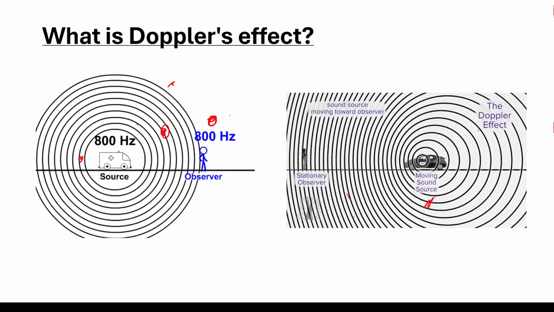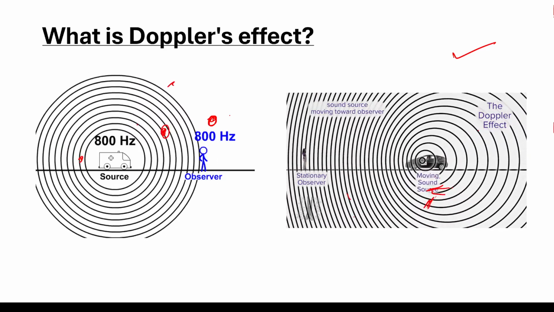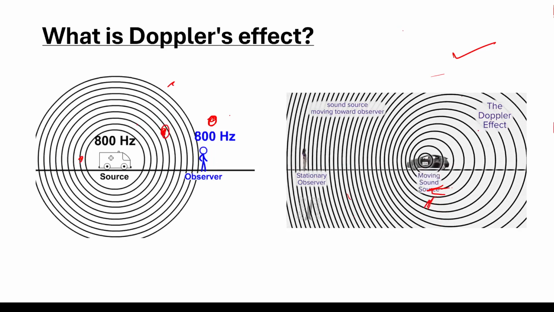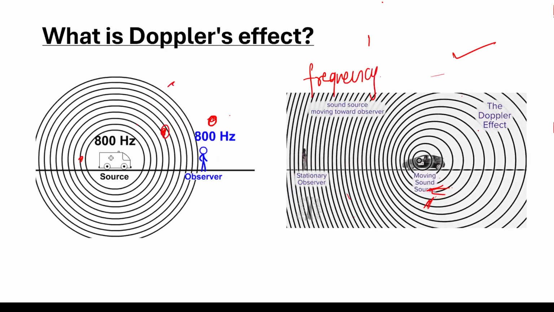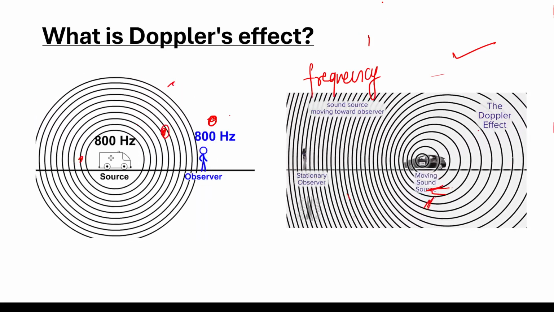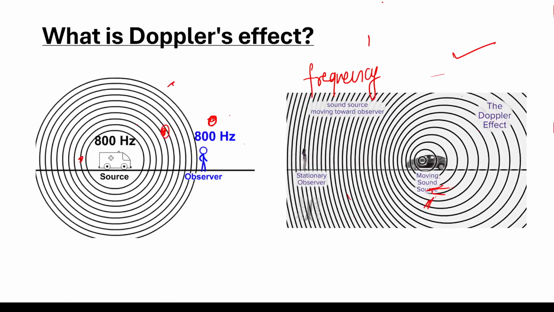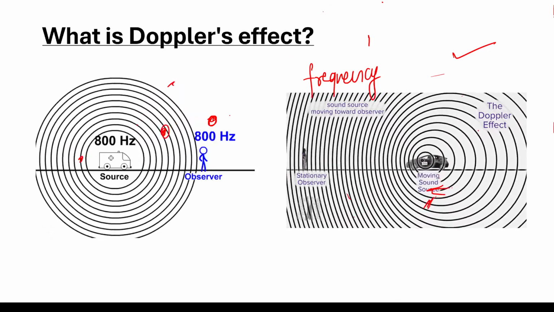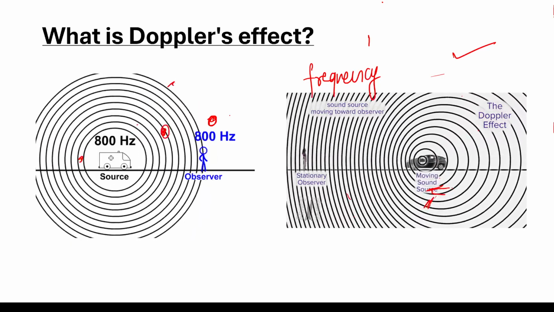But if the source is moving, as you can see in the second video, the source is moving towards the observer, the waves get bunched up. This bunching up shows that the frequency has increased. So the frequency perceived by this observer has increased. That's why it's called apparent frequency. It's not the actual frequency. It is still emitting probably 800 hertz, but the frequency received by the observer is more than 800, as you can see from the bunched up waves here. So Doppler's effect is nothing but an apparent change in the frequency.